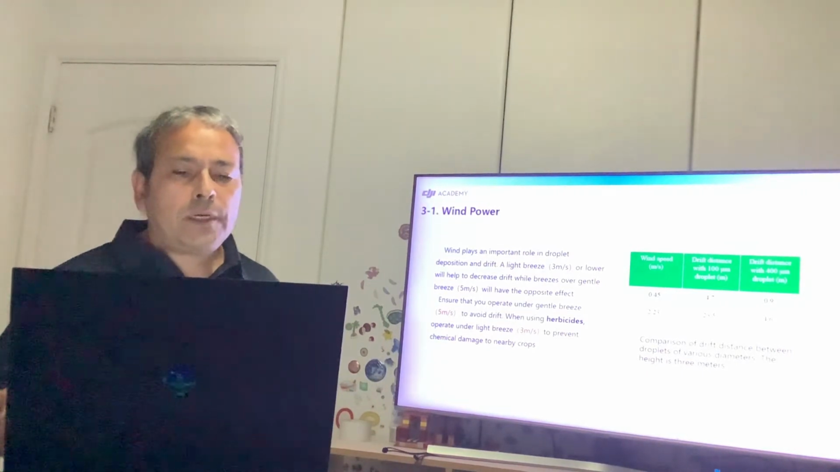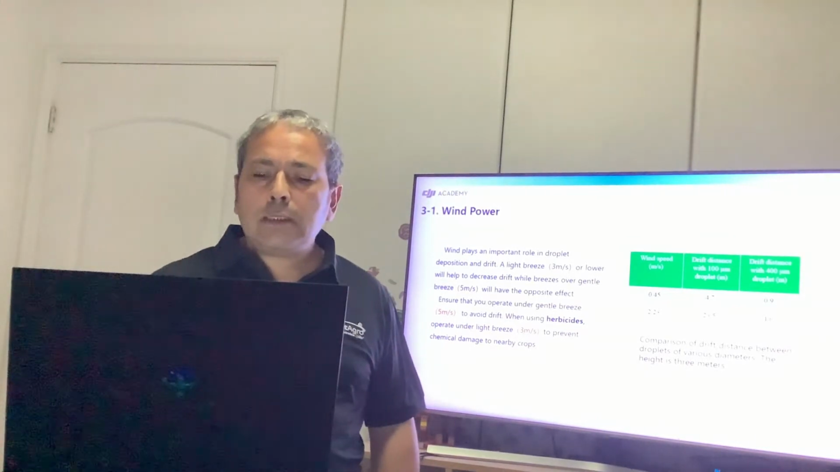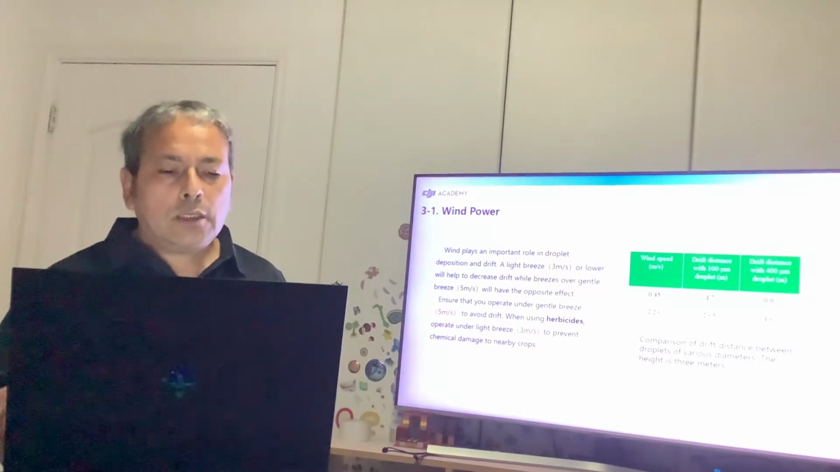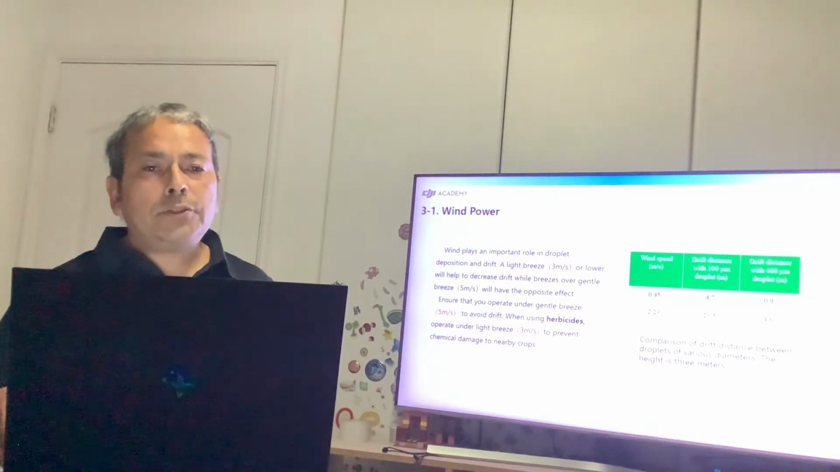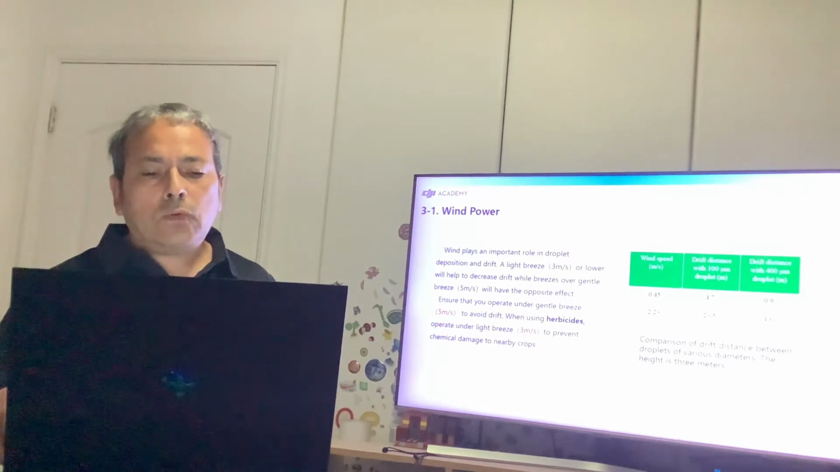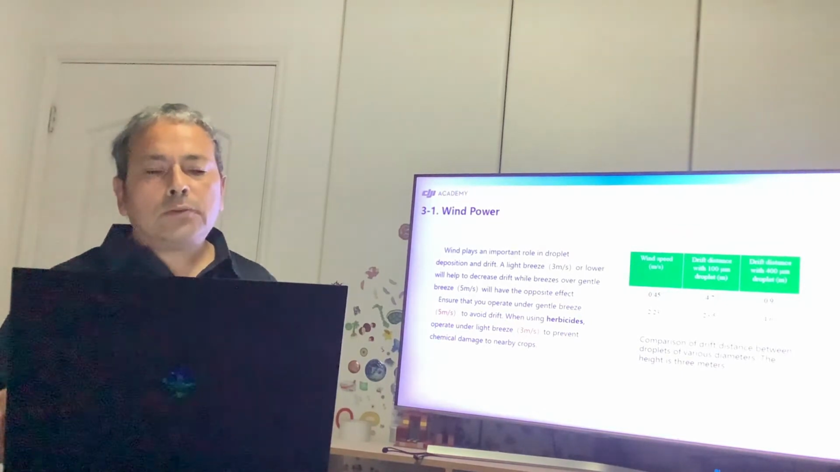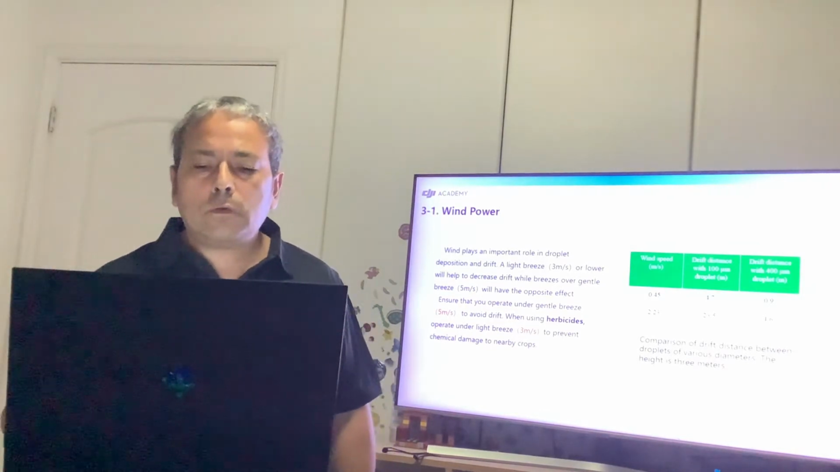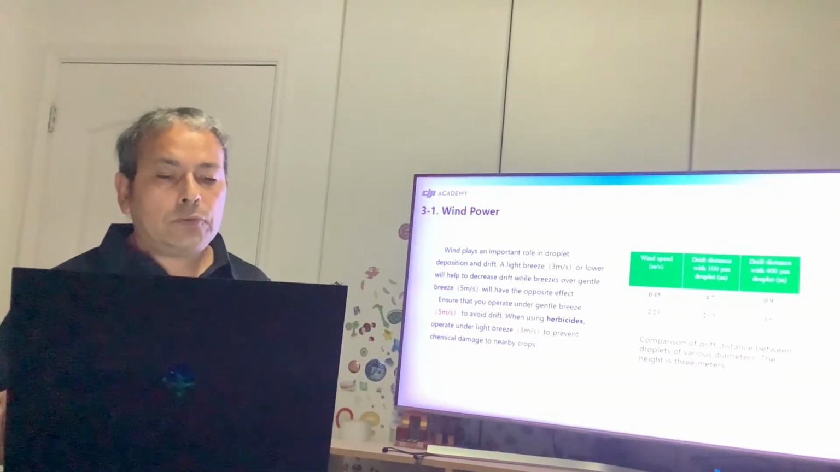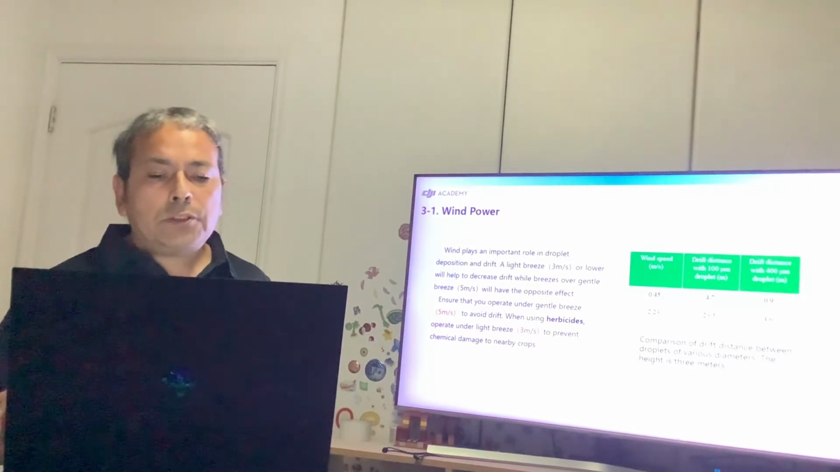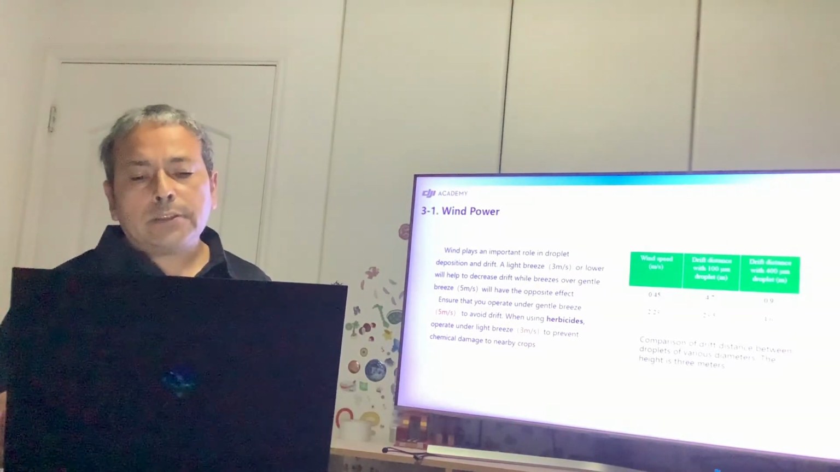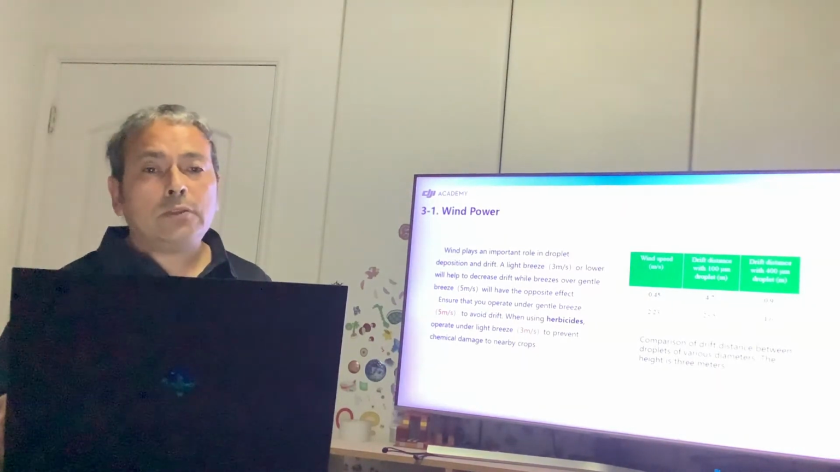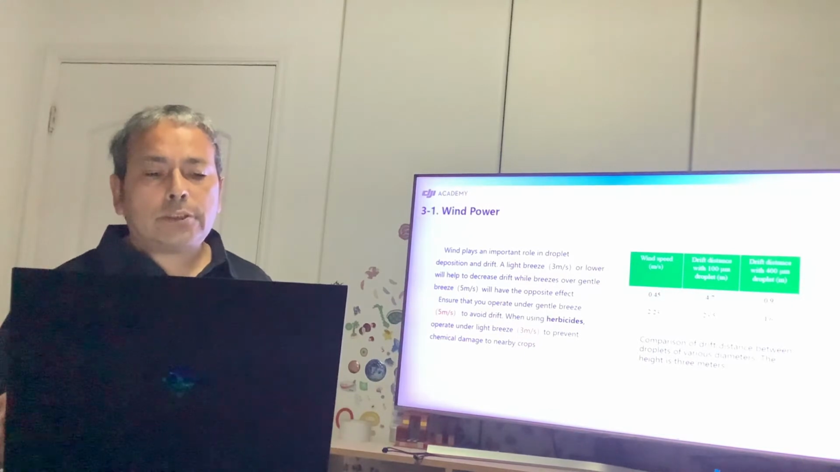So when we spray pesticides with the aircraft, we must notice the local wind speed and wind direction, and we should ensure that the spraying operation is under gentle breeze, 3.4 to 5.4 meters per second. When we use herbicides to spray, the wind should be under light breeze, 1.6 to 3.3 meters per second.